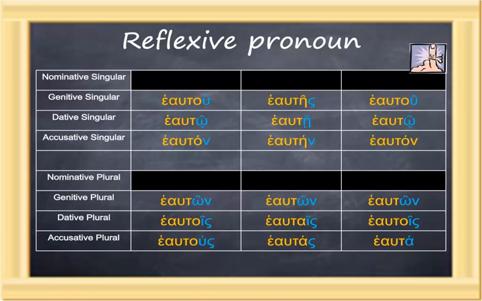And then there's the reflexive pronoun, which only occurs in the genitive, dative, and accusative: heautou, heautes, heautou, which mirrors back the meaning of the antecedent. Of himself, of herself, of itself, in the genitive singular case.